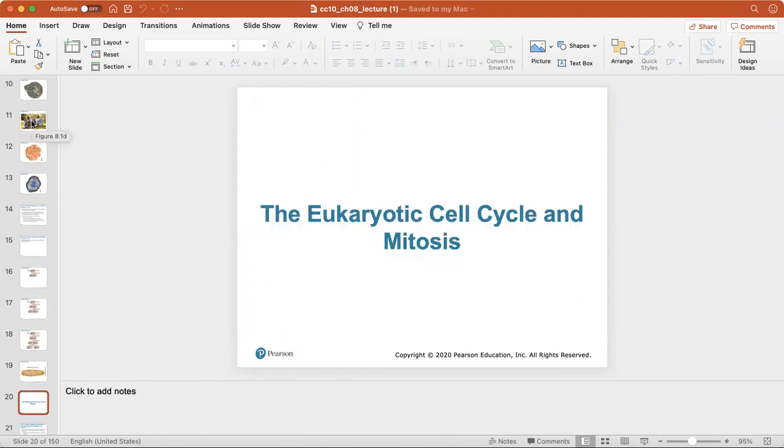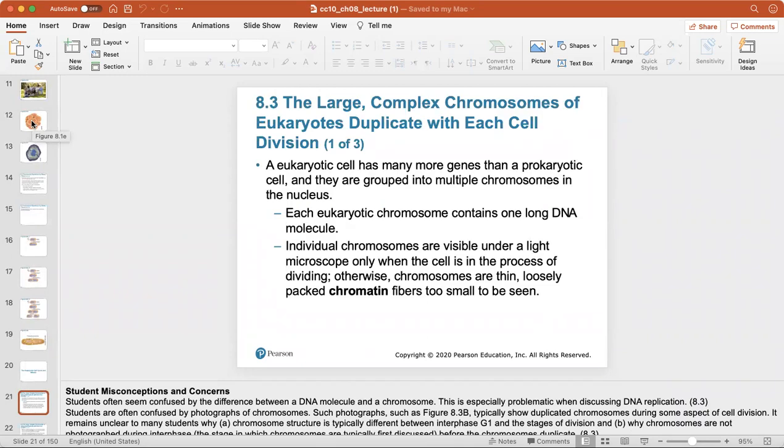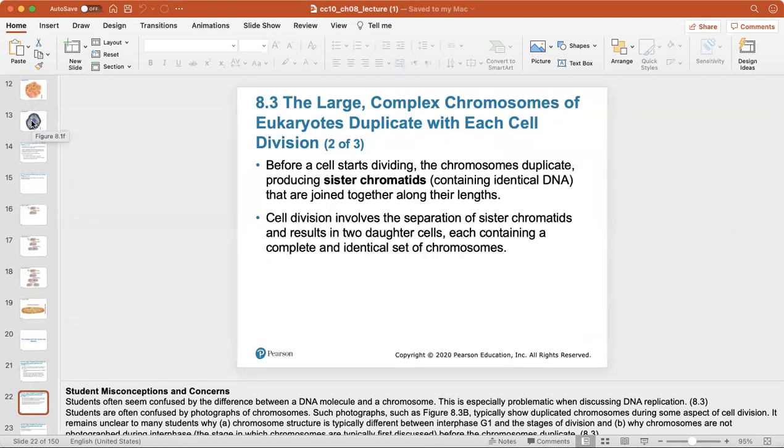Then the eukaryotic cell cycle and mitosis is a little more complex. A eukaryotic cell has many more genes than a prokaryotic cell, and they're grouped into multiple chromosomes in the nucleus. Each eukaryotic chromosome contains one long DNA molecule, and individual chromosomes can be visible under a light microscope when the cell's in the process of dividing, but otherwise these chromosomes are normally very thin and loosely packed into what we call chromatin fibers that are too small to be seen.